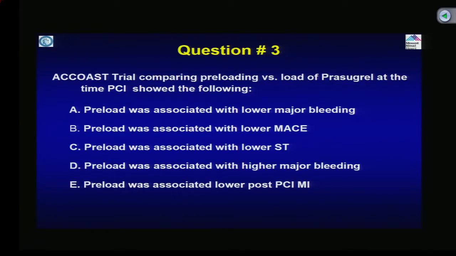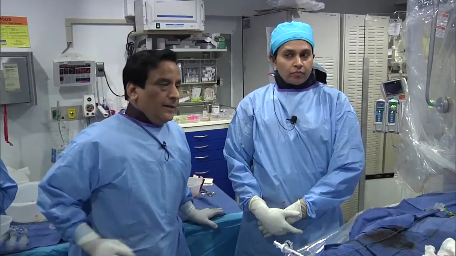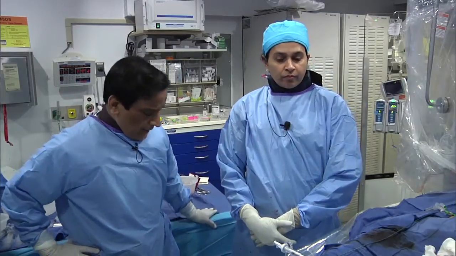And the third question is, a trial comparing preloading versus load of Prasugrel at the time of PCI showed the following. Preload was associated with lower major bleeding. Preload was associated with lower MACE. Preload was associated with lower stent thrombosis. Preload was associated with higher major bleeding. And lastly, preload was associated with lower post-PCI MI. So those are the questions we put, you get the credit. And we'll just make a last statement.